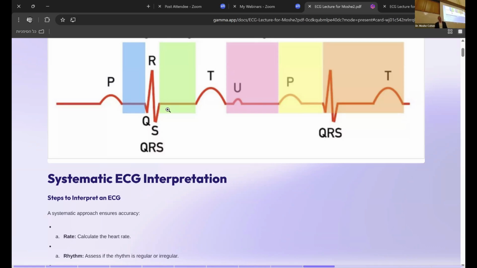What else can we diagnose with an ECG? Sorry? Arrhythmia, good, arrhythmia. That's another thing that we can diagnose. And arrhythmia is very evident clinically, where you have patients coming, they don't feel well. Which arrhythmia do you know?